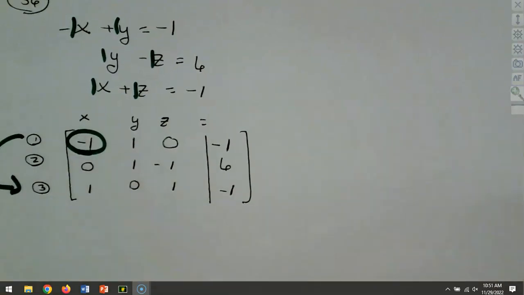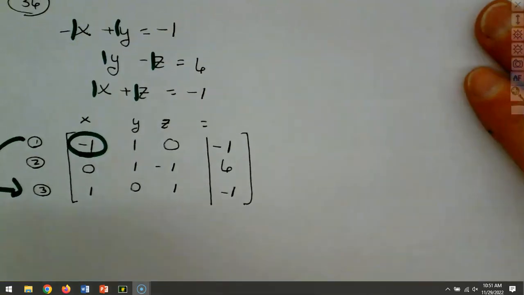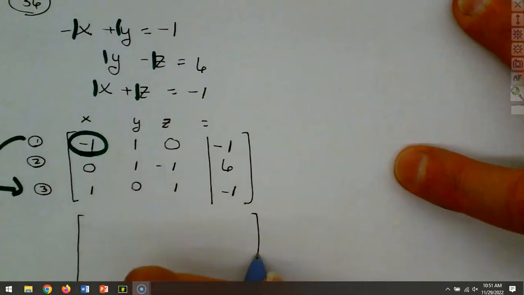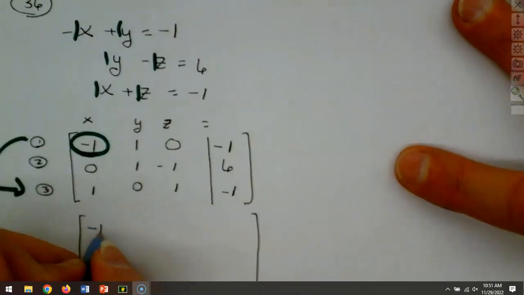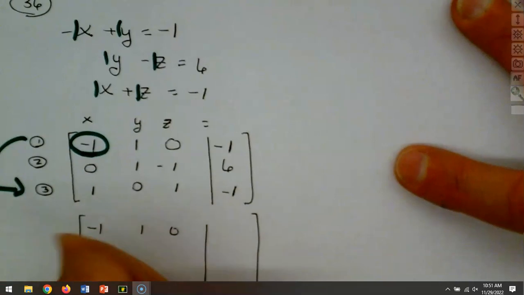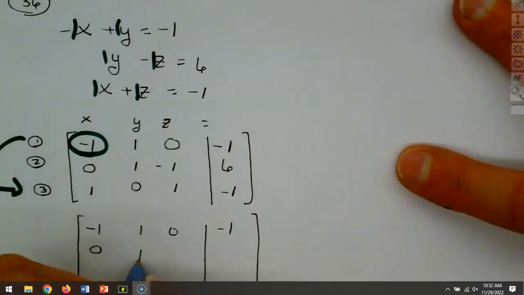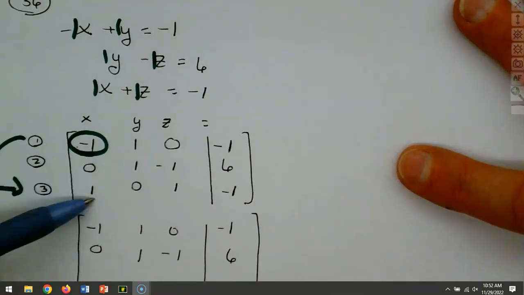So I'm going to take the first equation here, and I'm going to add it to the second. So that's minus 1, 1, 0, and a negative 1. We're going to have a 0, 1, minus 1, 6. Now we're going to add here. Add and put it down below.